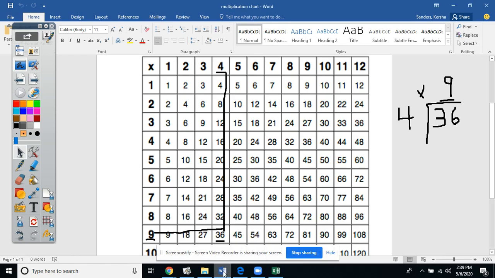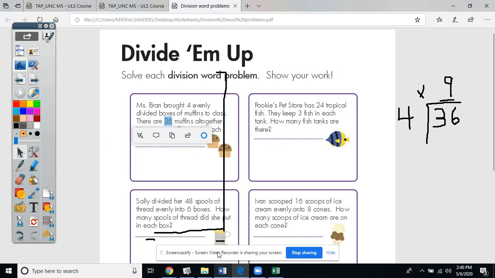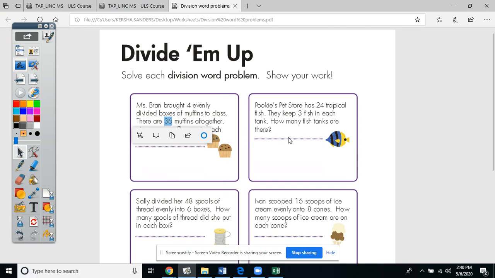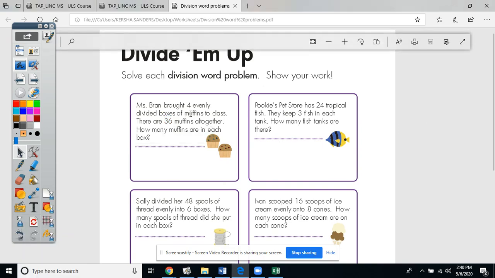So, hopefully you guys can use division whenever you come upon a situation like this. It'll make it a lot faster, and maybe you're the one buying the muffins. So this will help you not overbuy or underbuy.